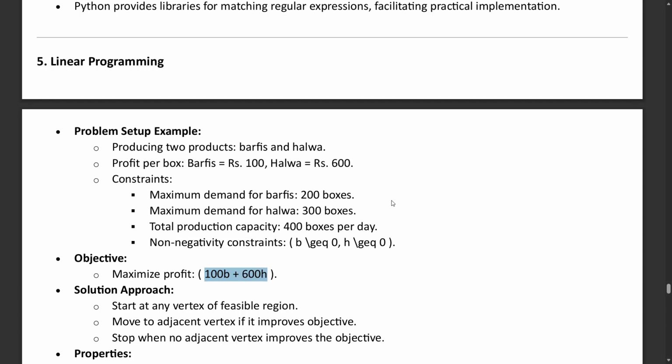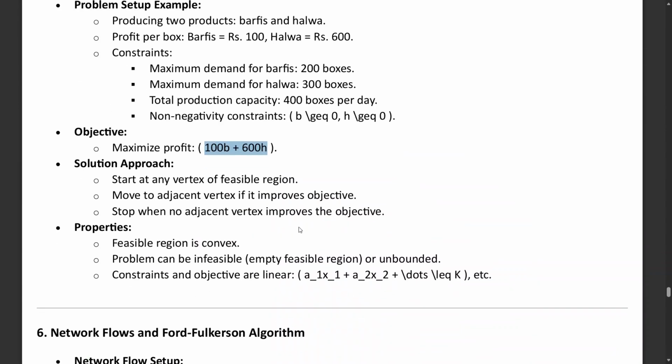So we start at a vertex of the feasible region, then move to adjacent vertices that improve profit and stop where no further improvement is possible. The feasible region is convex. Sometimes the problem has no solution, that's infeasible. Other times the solution can grow infinitely, that's unbounded. The key is that both the constraints and the objective function are linear, like a1 x1 plus a2 x2 less than or equal to k.